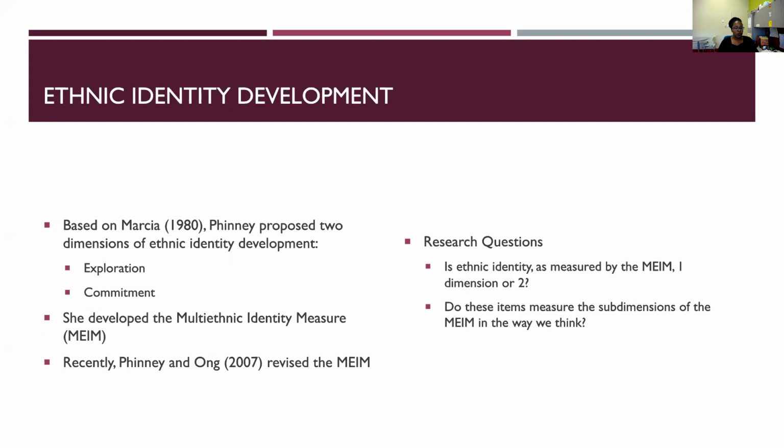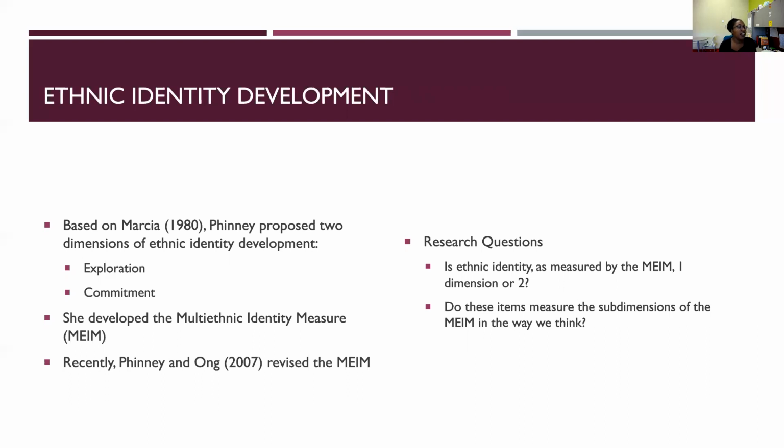All right, so the construct we're dealing with today is ethnic identity development. So back in the 90s, Phinney proposed that there are 2 dimensions of ethnic identity development, and she was basing this on general identity development by Marcia. So there are these 2 components: exploration, which is how much you've explored your ethnic group membership, and commitment, how much you feel a sense of resolution about who you are and what your ethnic group means to you.